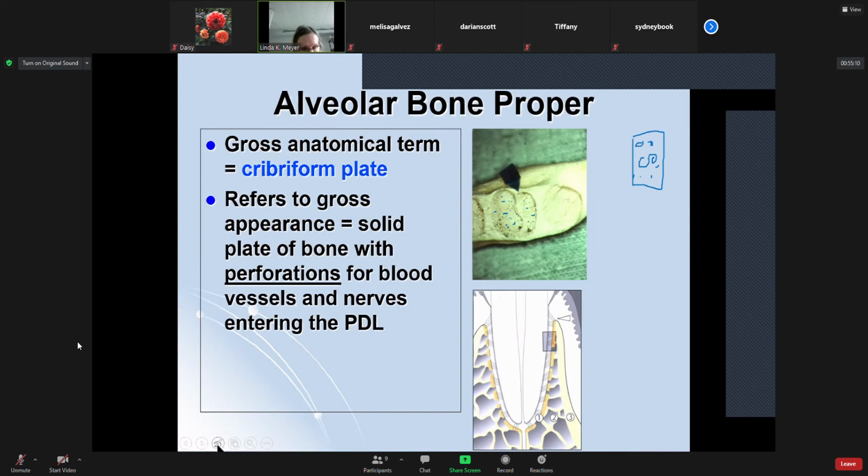In the lower picture, I'm just drawing blood vessels that travel through the bone, and they come through these little perforations. Notice this diagram has little interruptions in the alveolar bone proper. Those are little pinpoint holes for the blood vessels to enter the PDL, or for nerves too. But I've just shown the blood vessels.